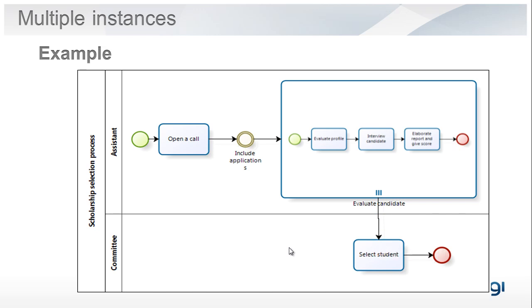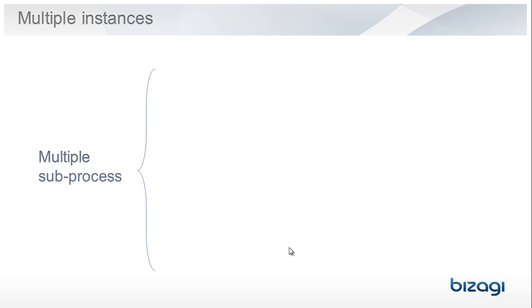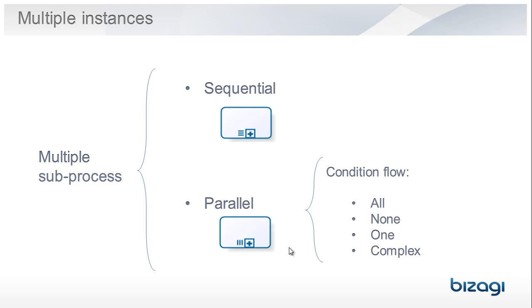Bear in mind that a multiple subprocess can be executed sequentially or in parallel. That is, its instances are executed sequentially or simultaneously, in parallel. In case that a multiple subprocess is to be executed in parallel, it is necessary to define how the multiple instances will continue with the flow. For example, in the previous example, all the evaluations should be finished in order to continue with the selection made by the committee. This is defined with a condition flow which can be all, none, one, or complex.